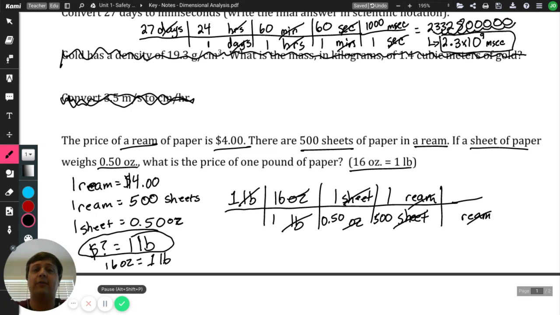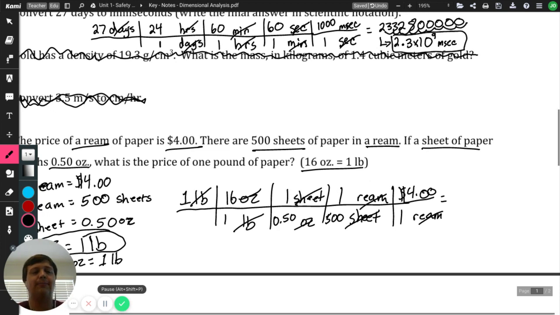Well, do I know how to get from reams into money? Yes, I do. So that's a good thing, right? So I know that there are $4 for every 1 ream. Well, is money what I'm looking for? Is dollars what I'm looking for? Yes, I'm looking for price, right? So since I'm looking for price, I'm going to plug it in. Now I can solve it.